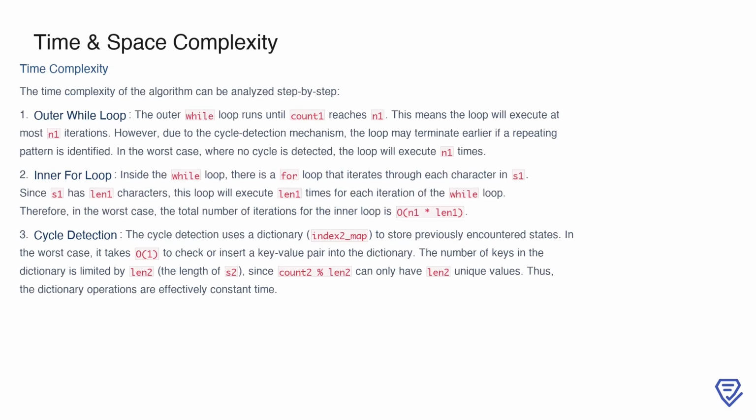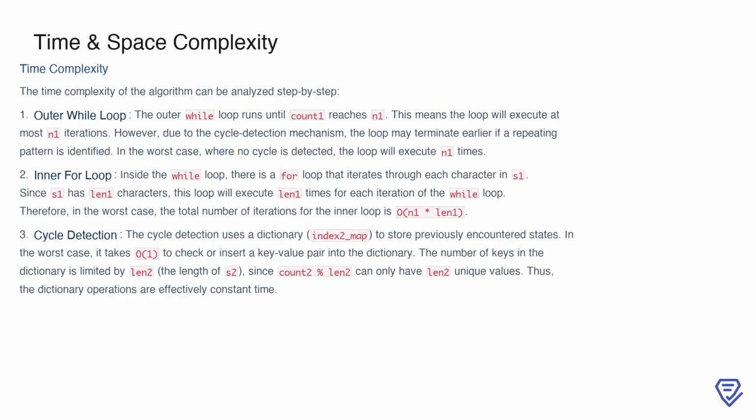To analyze the time complexity of the algorithm, let's break it down step by step. The outer while loop is the first component to consider. This loop continues running until the value of count1 reaches n1. Therefore, in the absolute worst case where no cycles are detected, the loop will execute exactly n1 iterations. However, the algorithm includes a cycle detection mechanism, which can terminate the loop earlier if a repeating pattern is found, making the actual number of iterations potentially smaller in practice.